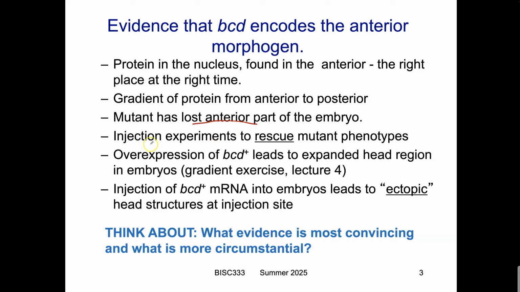There are a series of injection experiments that you can use to rescue mutant phenotypes. This is one of the ways we find out what the important genes are in a process. I'll talk more about that in the class, so I won't necessarily talk about it right here, but you'll hear more about rescue.